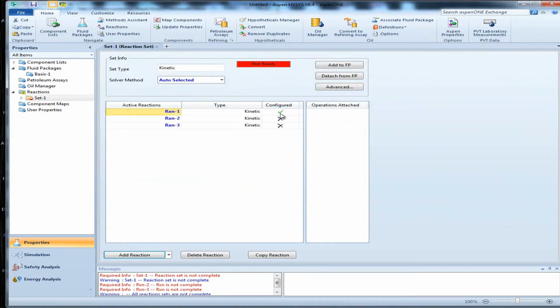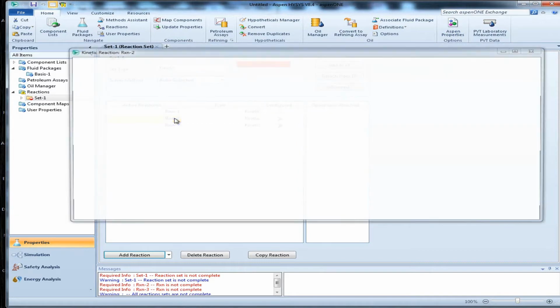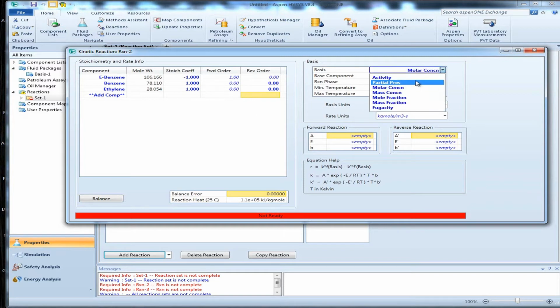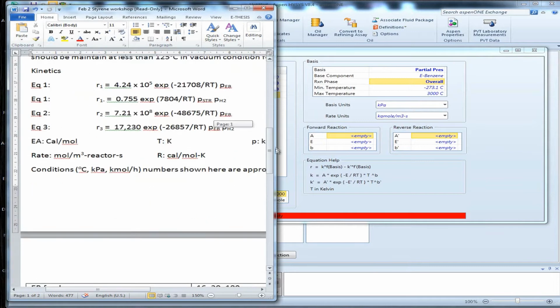And the mark is say OK. Go to the second one. This case is decomposition of ethylbenzene to benzene and ethylene, with coefficients minus 1, 1 and 1. But we don't have the reverse reaction. Make sure that this would be the same partial pressure and overall. So let's see what the numbers are.